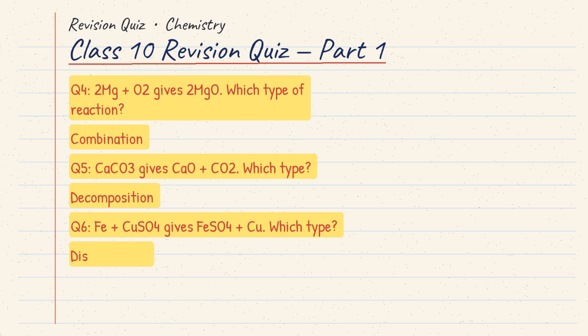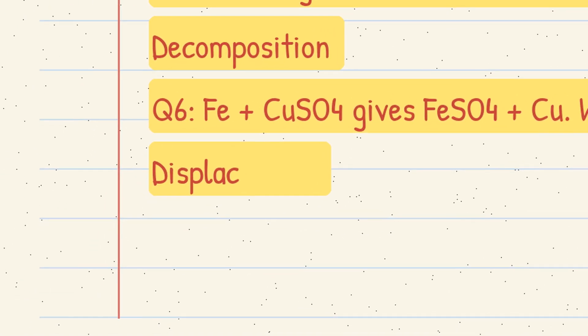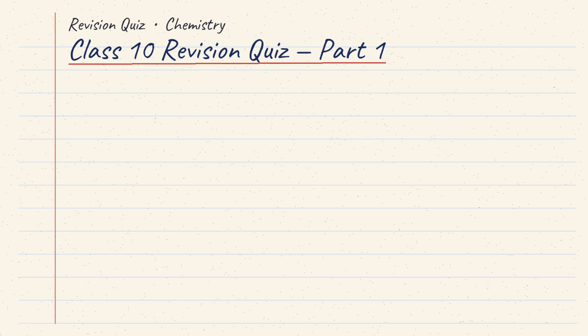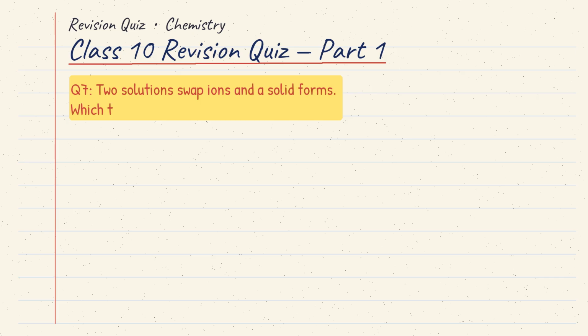The answer is displacement. Iron displaces the copper. Question 7. Two solutions swap ions and a solid forms. Which type? Pause and think.